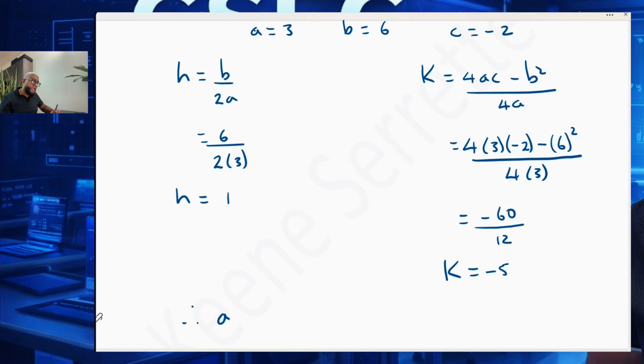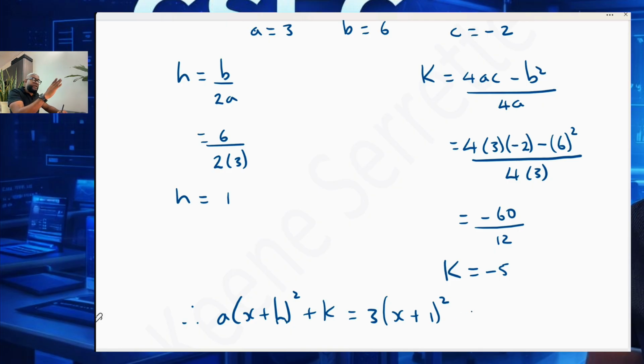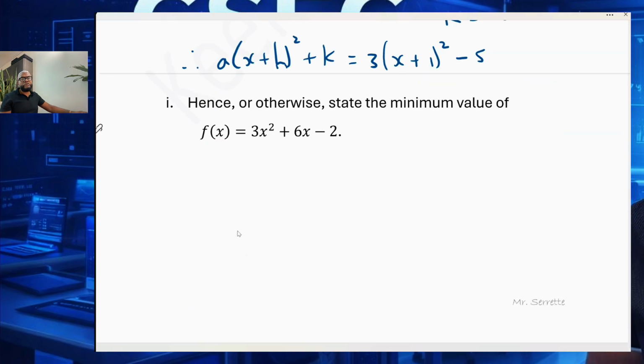So therefore, a(x plus h) squared plus k, which is what the question asks us to do first, would be what? What's the value of a? a is 3. Open brackets, x plus h, which is 1, to the second power, right? And it would be plus negative 5, right? But a plus and a minus will give me a minus.